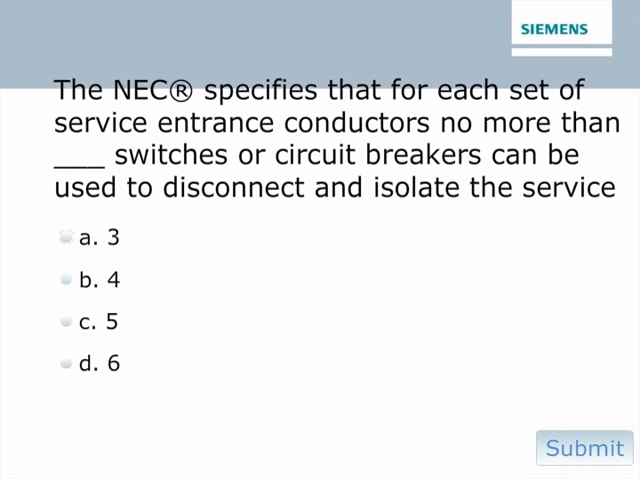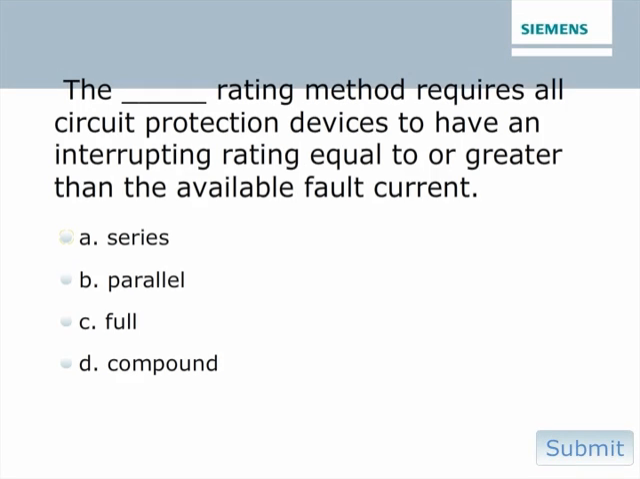The National Electrical Code specifies that for each set of service entrance conductors, no more than blank switches or circuit breakers can be used to disconnect and isolate the service. Is the answer A. 3, B. 4, C. 5, or D. 6? Okay, last knowledge question in section 2. The blank rating method requires all circuit protection devices to have an interrupting rating equal to or greater than the available fault current. Is it A. series, B. parallel, C. full, or D. compound?